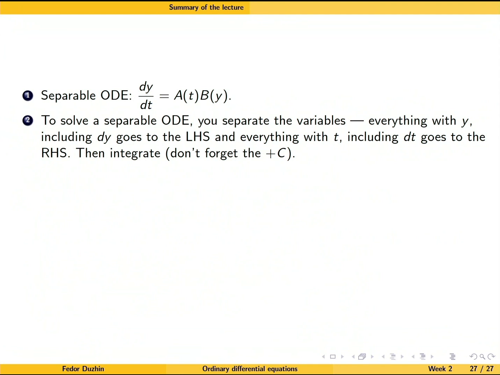So everything with the dependent variable goes to the left-hand side. Everything with the independent variable goes to the right-hand side. And then we integrate whatever we get, and we don't forget about the plus constant. And then if we are supposed to just solve the differential equation, then that's it. We just need to solve for y.